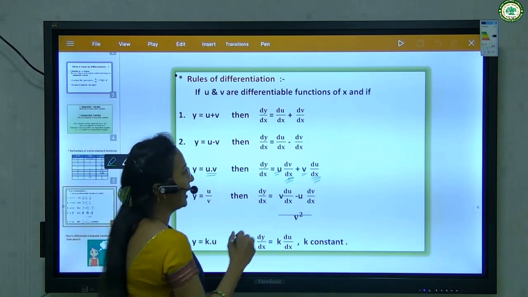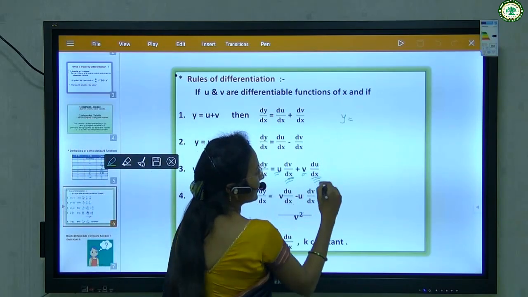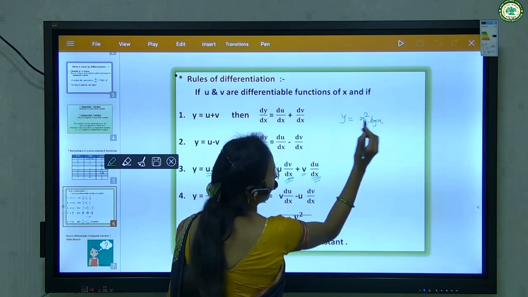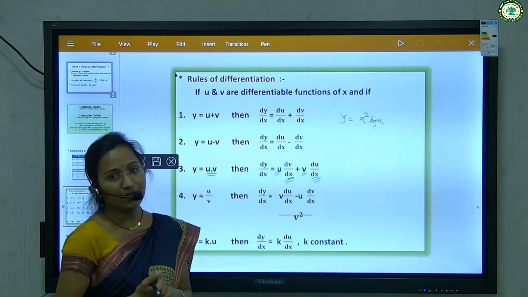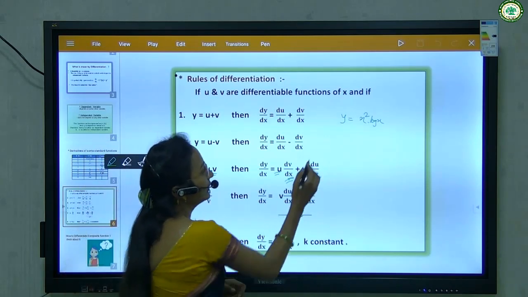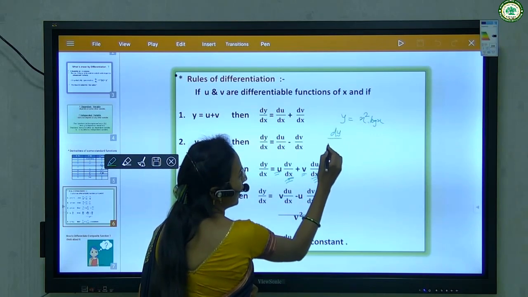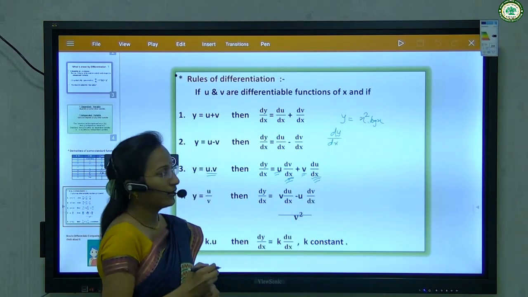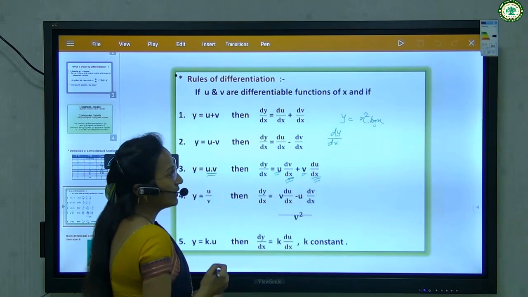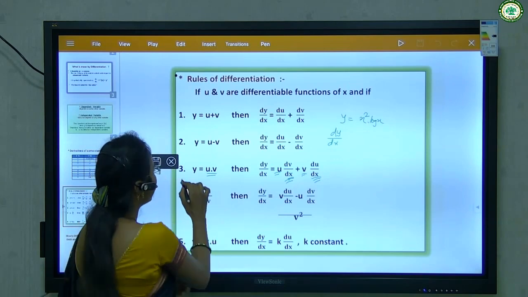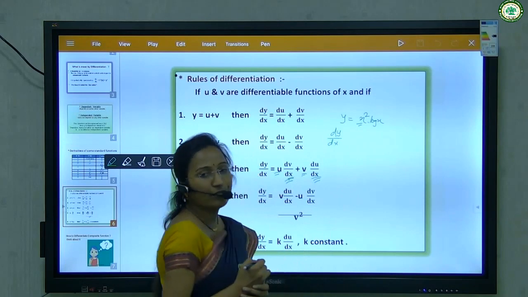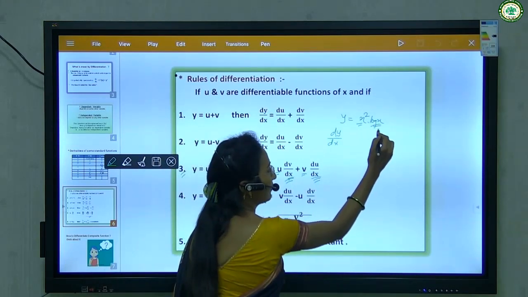For example, suppose we have y is equal to x square into log x, and our aim is to find dy upon dx. How to find dy upon dx? Now here we see that y is equal to x square into log x is the product of two functions. Therefore, we apply the third rule. Here the first function is x square and the second function is log x.